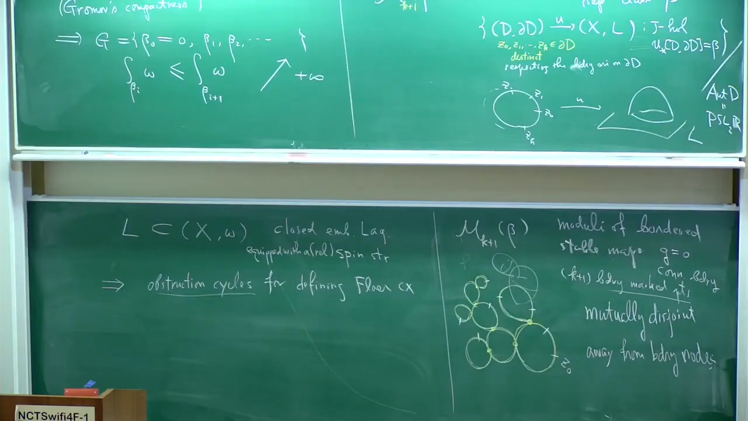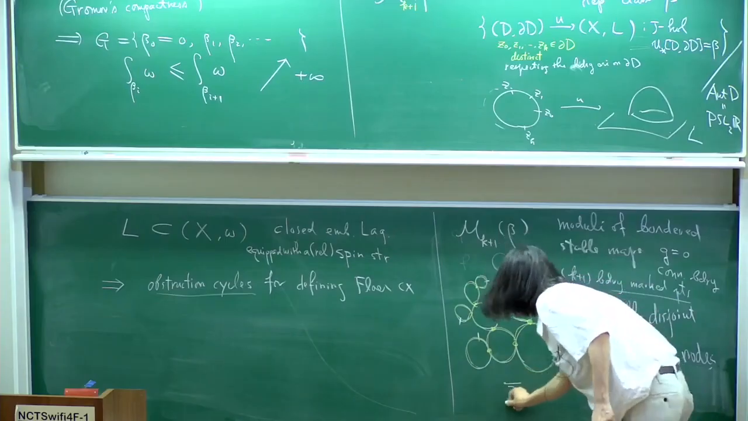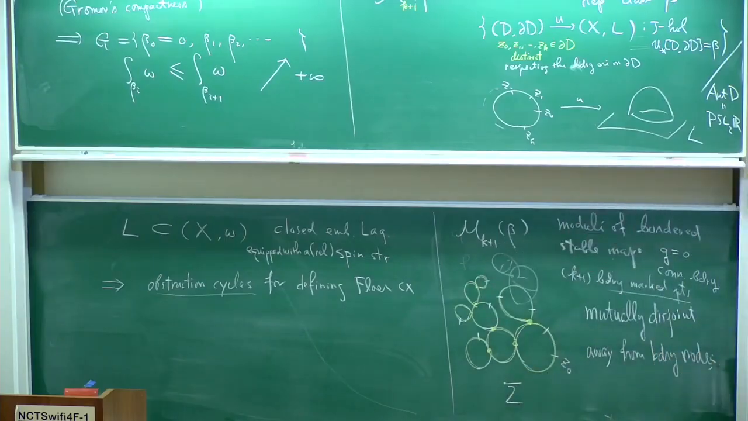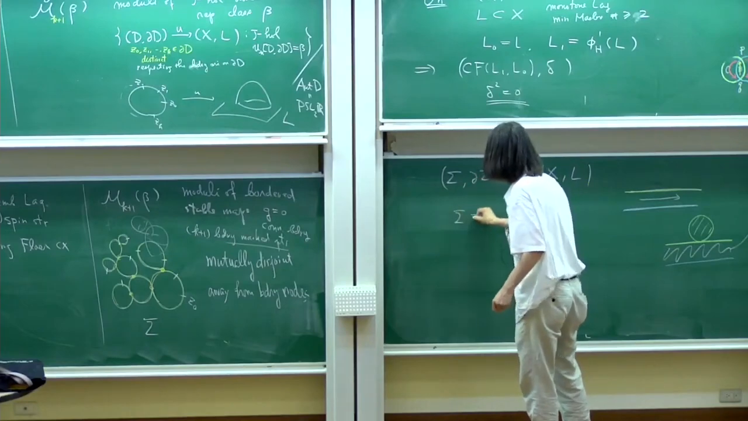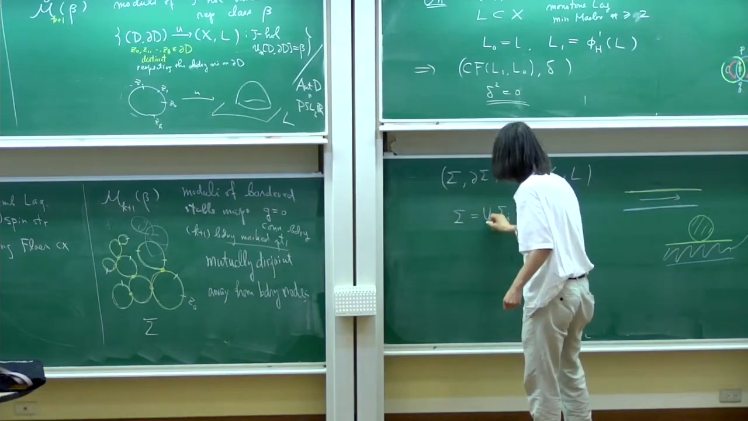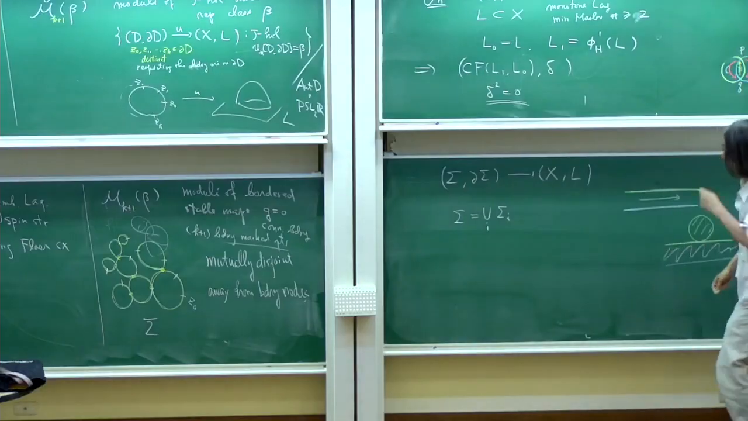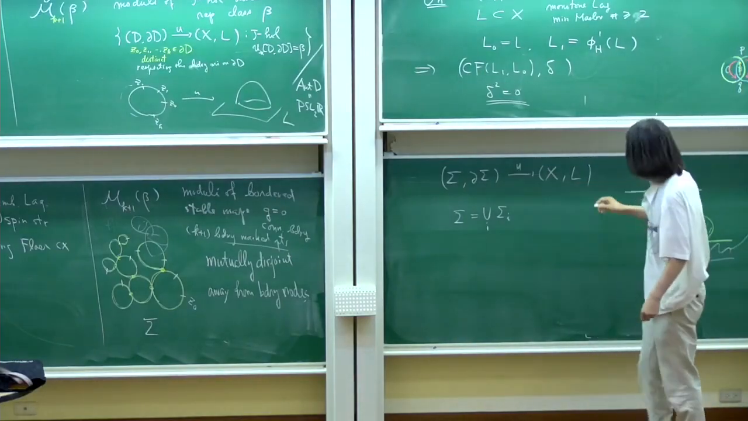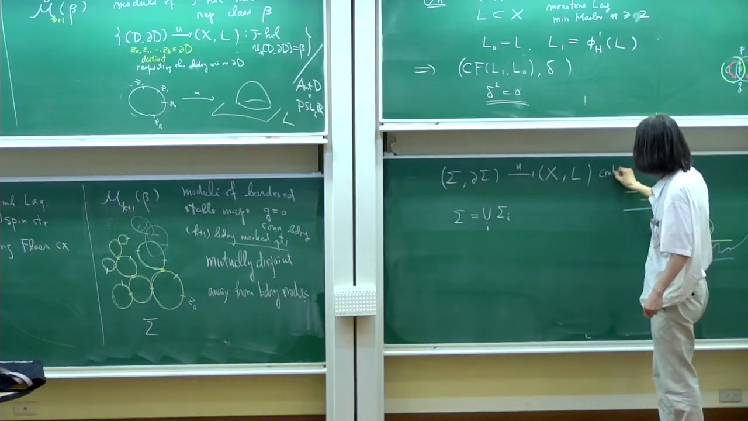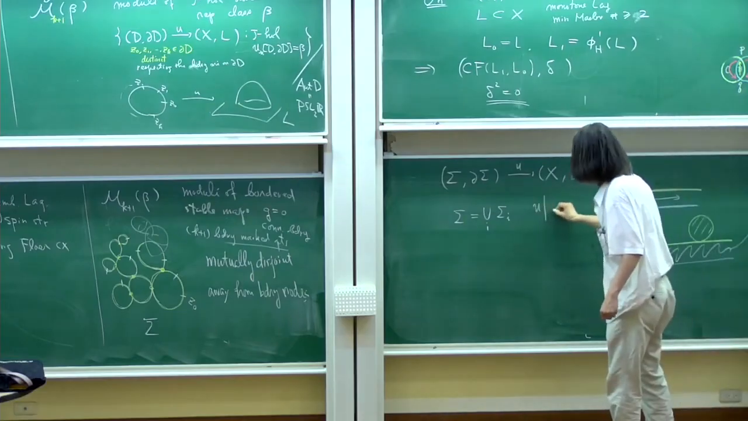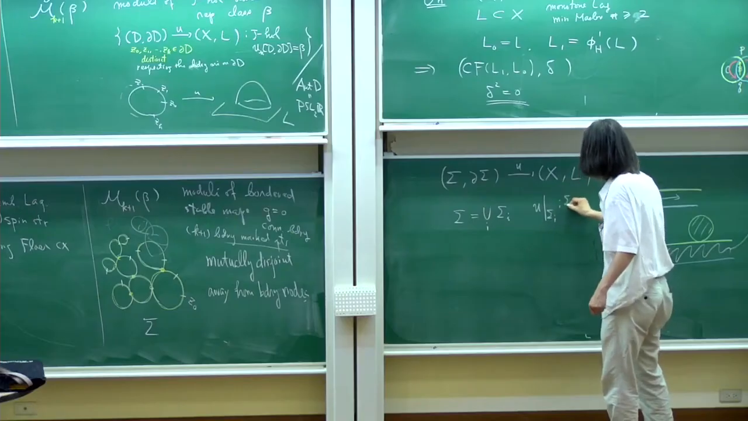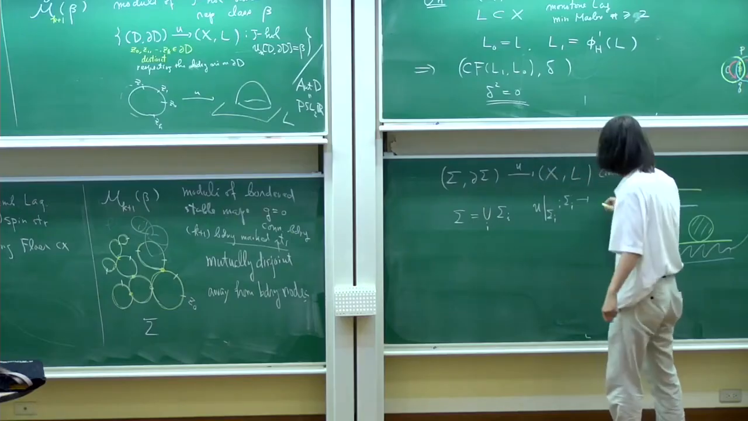And what is a stable map? So I denote the domain by sigma. Then u maps sigma to X, and sigma may consist of several connected components, sigma_i. And so our map u here is first of all continuous. And if you restrict u to each component sigma_i, then you have a J-holomorphic map.